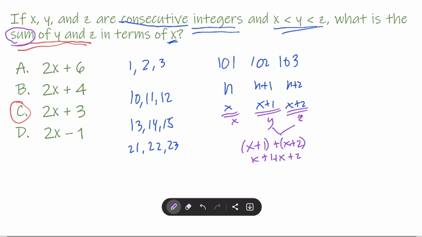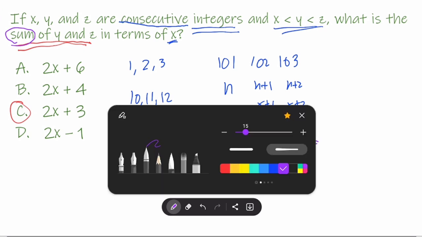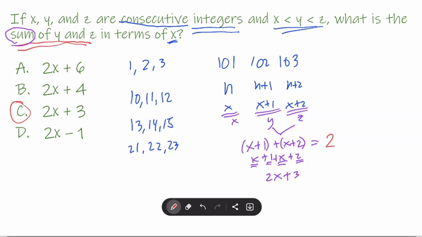Now we can combine those with x, so x and x, that will be 2x. And then those without x, which are the 1 and 2, 1 plus 2 is 3. And so the sum of x plus 1, which is the y, and x plus 2, which is the z, is actually 2x plus 3. So the answer is letter C.